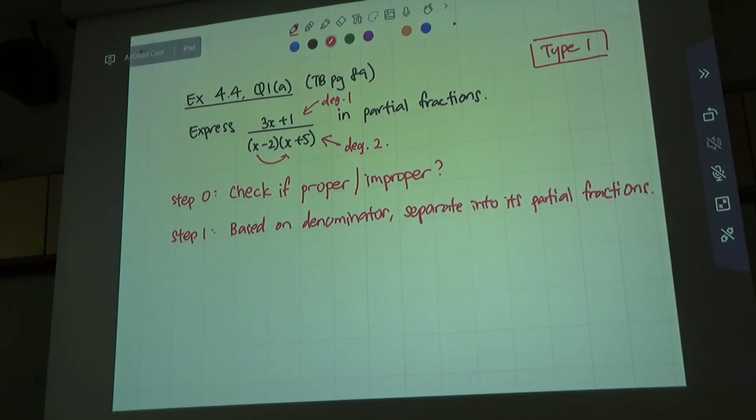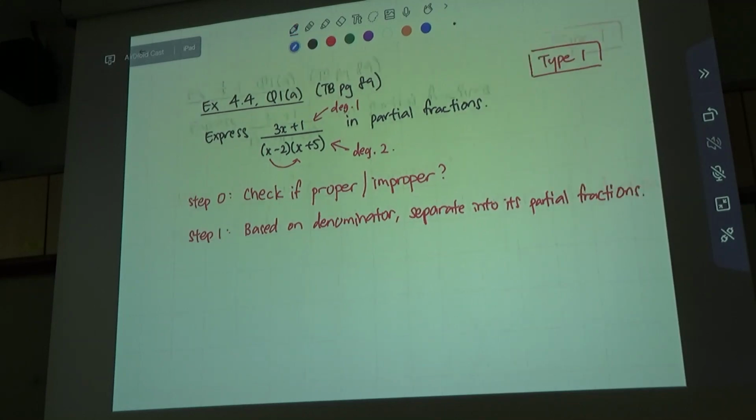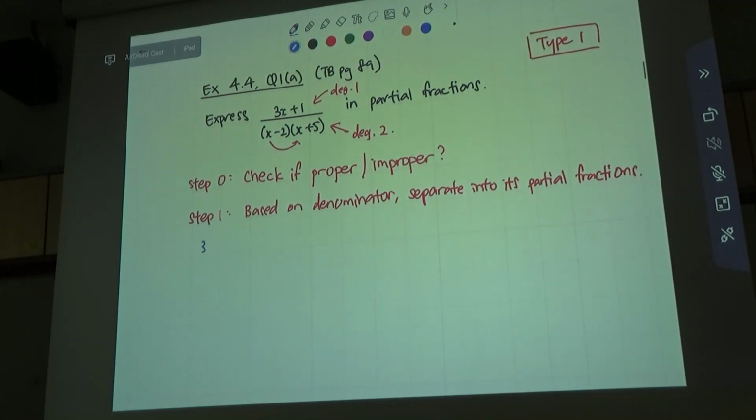Okay, separate into its partial fractions. What do I mean by that? Based on what we understood earlier on, with it being type 1, I can say now that (3x + 1)/((x - 2)(x + 5)) = A/(x - 2) + B/(x + 5). I don't know what A and B are, which explains why just now I said I need to go and find A and B, which I'll teach you in a moment.